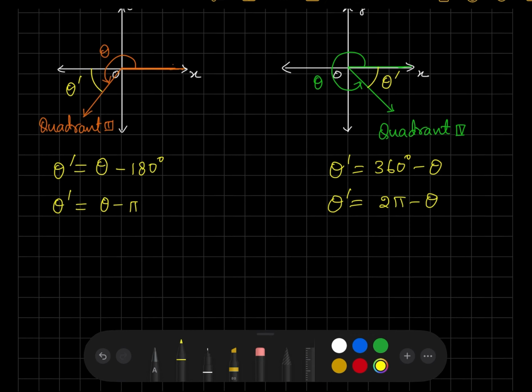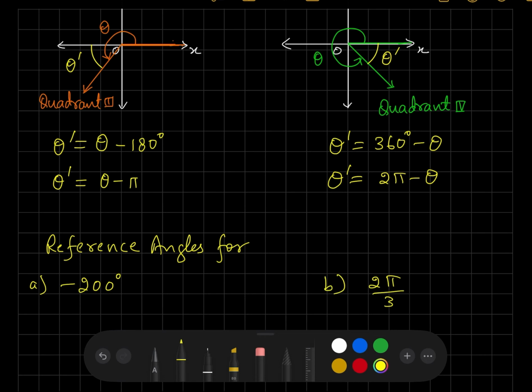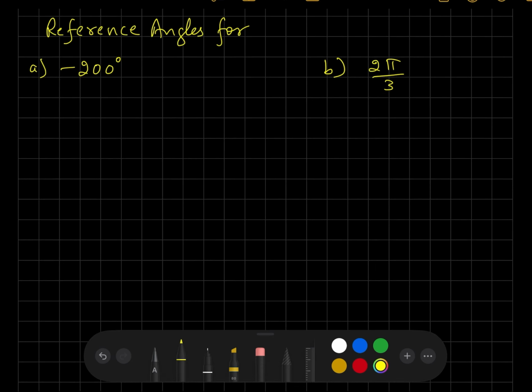Now let us do one or two questions so that we can understand it clearly. Let us find reference angles, first for negative 200 degrees, and second, in radians, for 2 pi by 3. First one: we have to find the reference angle for negative 200 degrees.